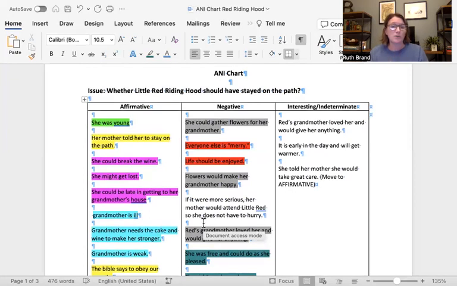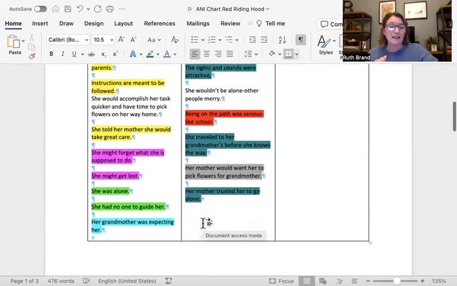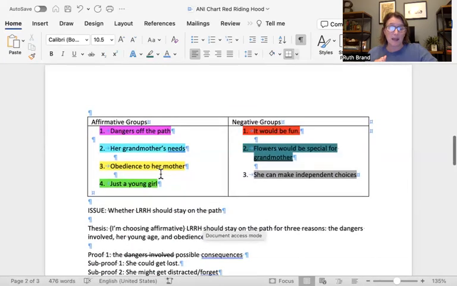So to remind you the issue, whether Little Red Riding Hood should have stayed on the path, yes, Little Red Riding Hood should have stayed on the path. And I decided to look at my proof groups that I made, and I'm only going to pick 3. And I decided I liked these 3, and this one's great. I can use this language maybe in my introduction, right? Somewhere down the road. But for now, I'm just going to stick with those first 3 proofs: dangers off the path, her grandmother's needs, and obedience to her mother.